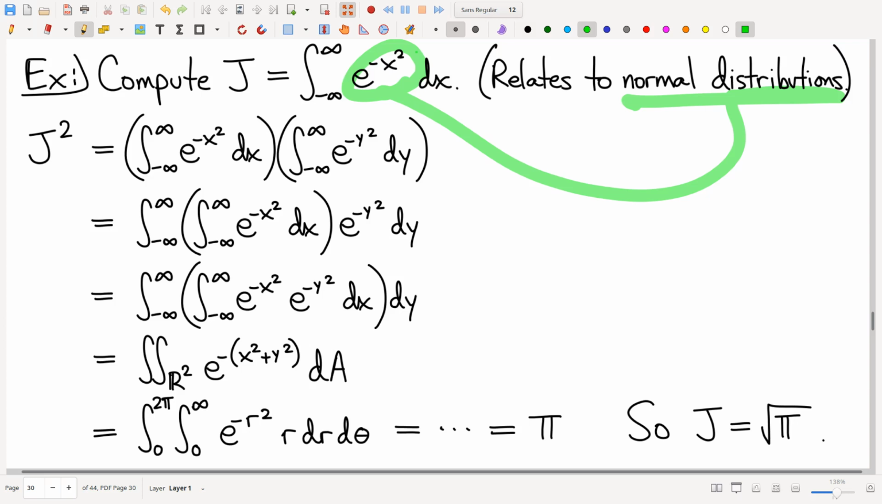Integrals of distributions, or probability density functions as they call them, represent probabilities.